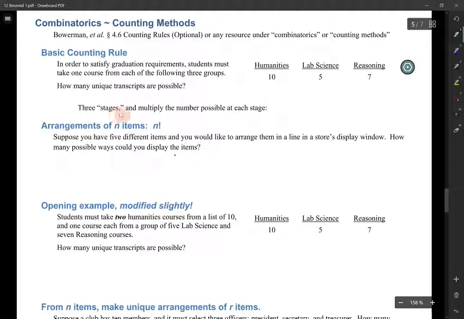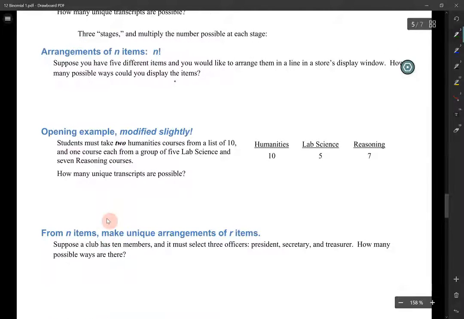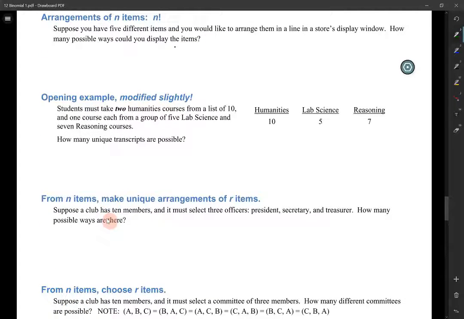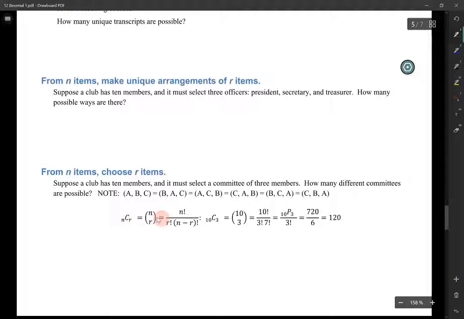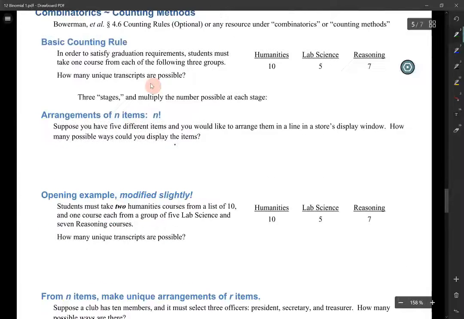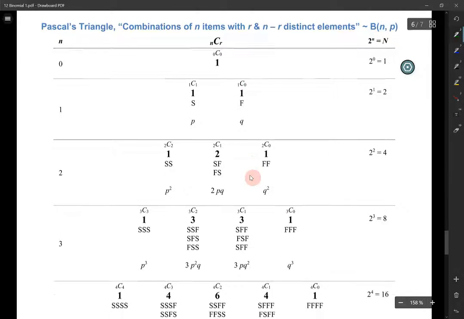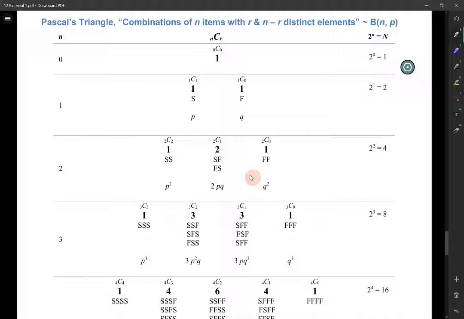And so arrangements, permutations, and then combinations. Okay, and so we want to learn about all of them, but really the combinations are the ones that are pertinent or relevant to the binomial distribution. Okay, we'll say a little bit more about that later. But the combinations have to do with where the order does not matter. The order does not matter, okay? And so this is related to a concept called Pascal's triangle.